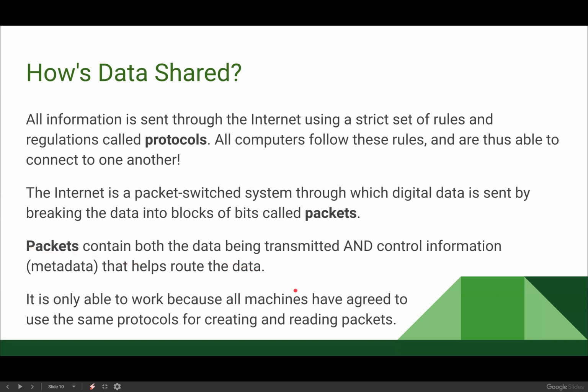So packets on the internet are going to contain both the data being transmitted and information about who it's coming from, where it's going to, which packet number this is, how many total packets there will be, all this kind of extra information about the data being sent. So if you'd like to get a longer rundown of how the internet works, all that fun stuff, you can take the AP Computer Science Principles class, where we have a whole unit on how the internet works. Fun stuff.